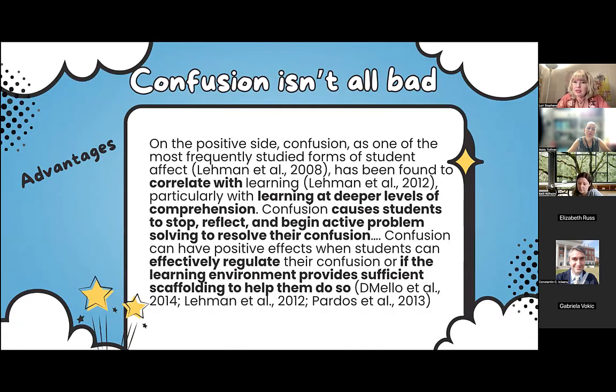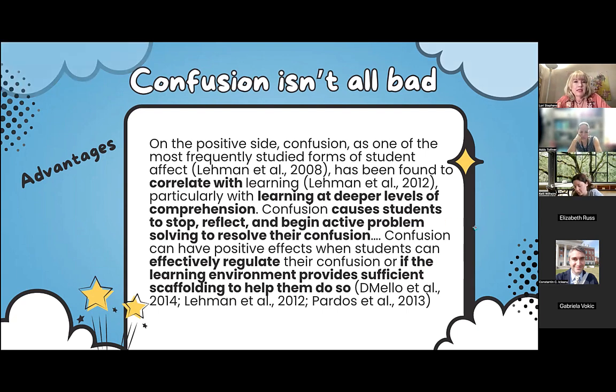So this is kind of big. I've got a couple of big ones, but we're not going to read the whole thing. The main point is that there are some advantages to confusion. Obviously, it can cause students to stop, reflect, and begin active problem solving to resolve their own confusion. And it can be positive if they can effectively regulate their confusion, or if their learning environment provides sufficient scaffolding to help them do so.